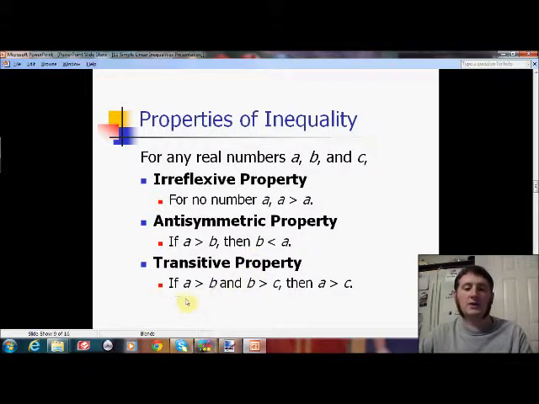Transitive property, however, works the exact same way. If 5 is greater than 3, and 3 is greater than 2, then 5 is greater than 2. You can cut out the middleman and sort of move straight from the A to the C. Remember, trans means move.